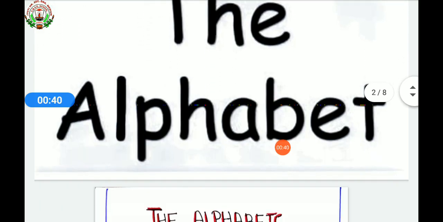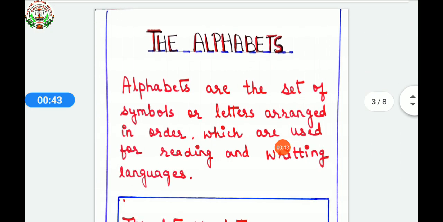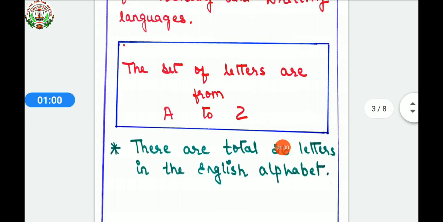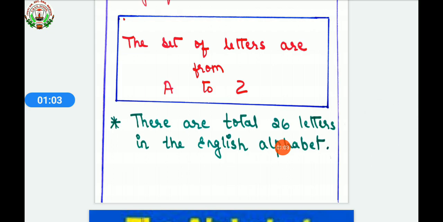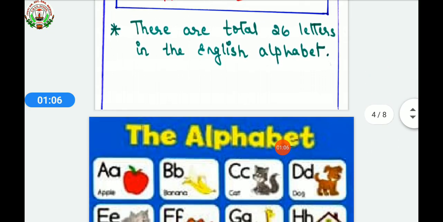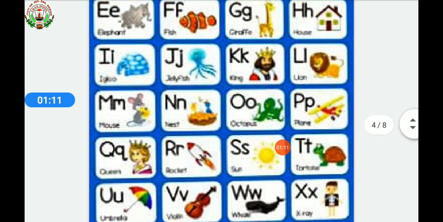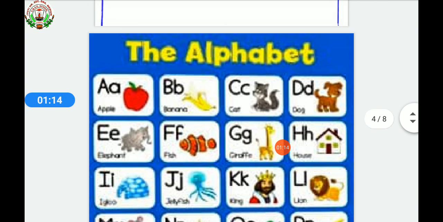What are the alphabets? Alphabets are the set of symbols or letters arranged in order which are used for reading and writing the English language. This set of letters is from A to Z. There are a total of 26 letters in the English alphabet. See children, these are the letters A, B, C, D and it goes till Z. It is also known as the set of symbols, and all of these letters are arranged in an order.